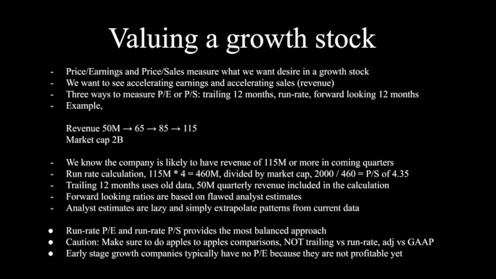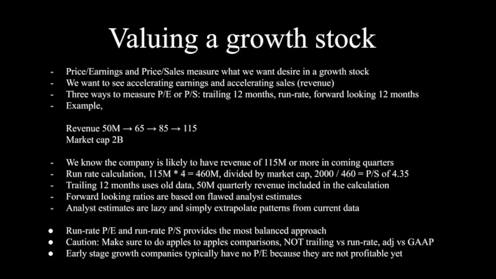And one of the drawbacks of using trailing 12 months is that it includes old data. So the trailing 12 months price to sales, it scoops up that first quarter with 50 million of quarterly revenue. However, that 50 million is much less than the company is currently capable of getting in sales.